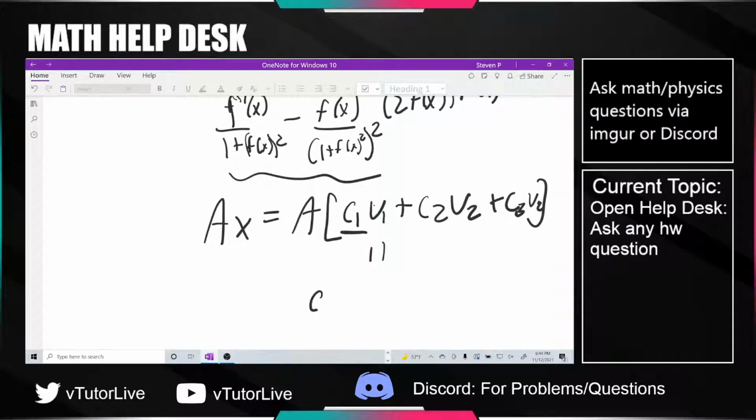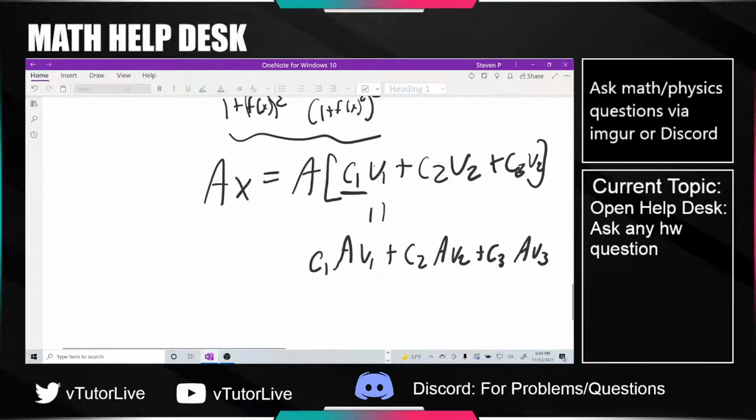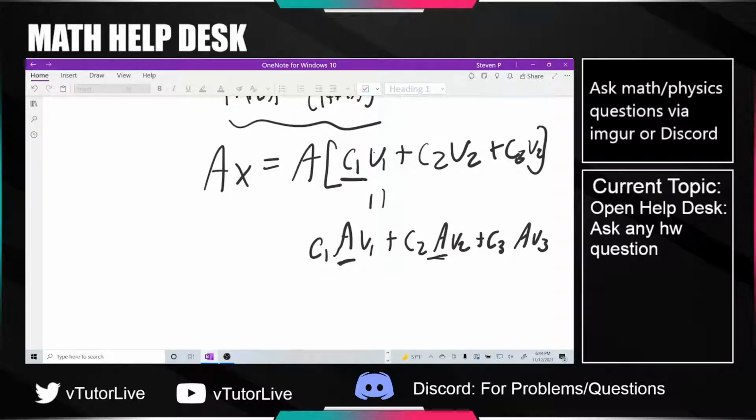You should be able to split this up into C1 A V1 plus C2 A V2 plus C3 A V3. And at this point, you should be able to replace all the A's by your eigenvalues and see what that gets you.